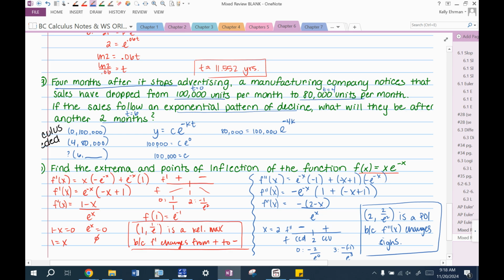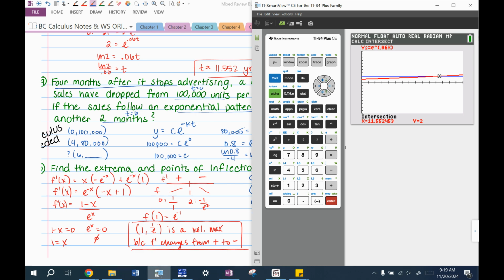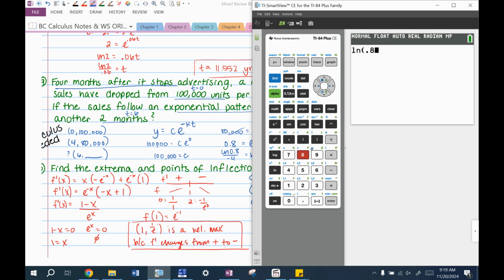All right, and then when I divide 80,000 by 100,000, so that's 80 divided by 100, 8 divided by 10, that's 0.8. And then I can natural log both sides and divide by negative 4 to get k. Let's just see what that comes out to. Natural log of 0.8 divided by negative 4. Now, if you have the negative built in like I do, you get a positive k.